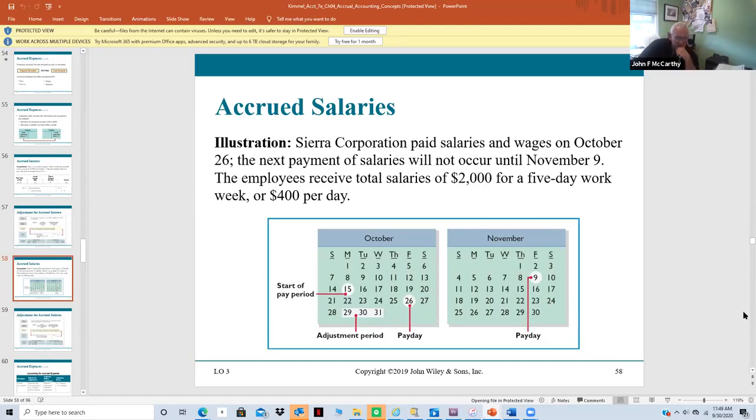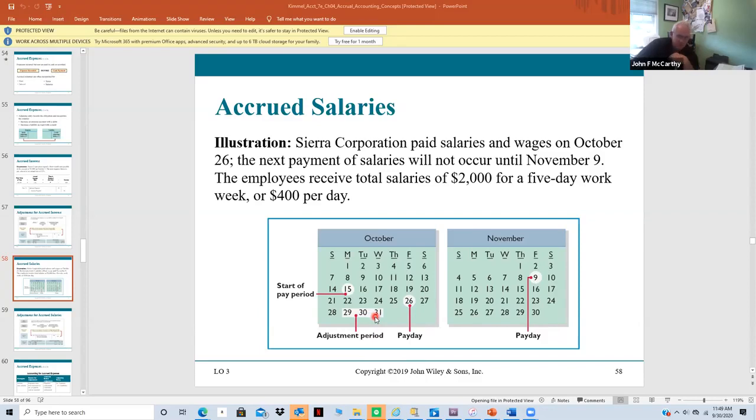So they paid October 26th. The next payment is not until November 9th. So for 5-day work, or $400 a day, they owe for, it looks like they paid here. Last they paid on the 26th, and that's supposedly through the 26th. They get $400 a work day. And they're saying the work days are the 29th, 30th, 31st.